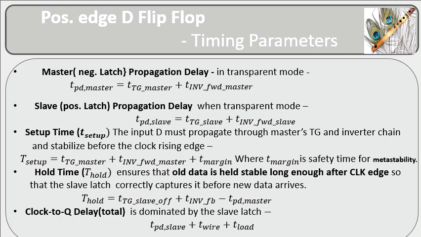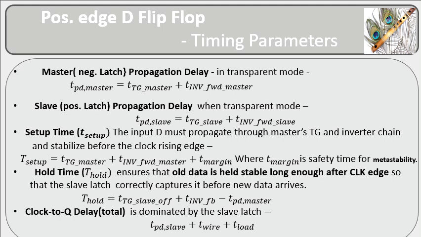Setup time is the time period before the occurrence of the clock edge. The input data has to arrive and get stabilized. The setup time is made up of the sum of the delays of the master transmission gate, forward inverter, and a safety margin. Hold time defines the period after the clock edge, during which the received data has to be retained and remain stable at the input.